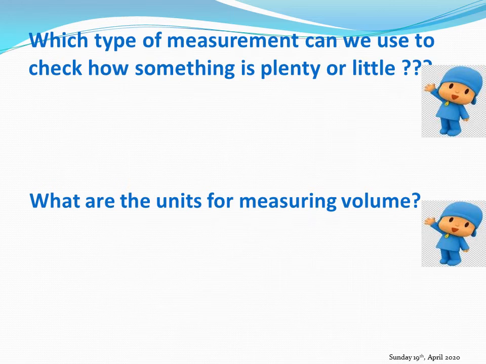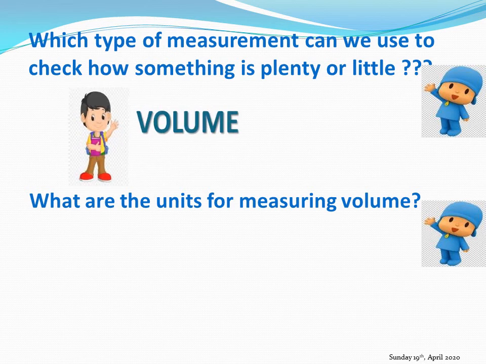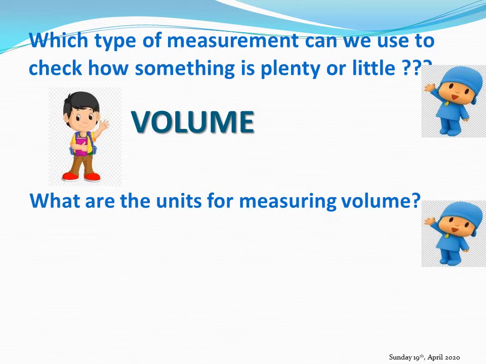Now let me ask you this question. Which type of measurement can we use to check whether something is plenty or little? Is it length? Is it mass? Or what do you think it is? Great job. It is volume. If you want to know if this thing is plenty or if it is little, you use volume. Usually, volume is used to measure things like water, juice, and so on. Anything that is liquid.